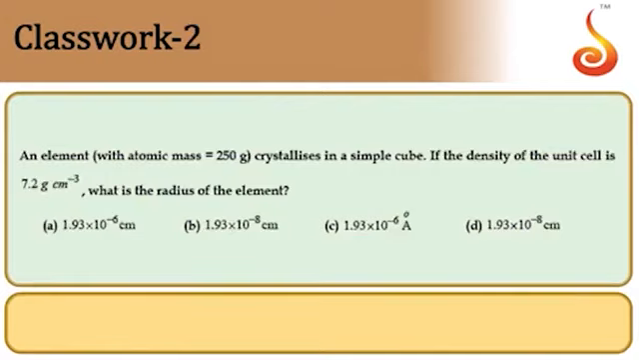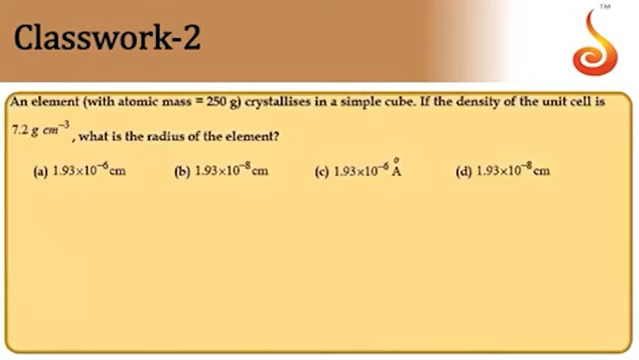Second question. An element with atomic mass 250 crystallizes in a simple cube. Simple cube stands for Z equal to 1. If the density of the unit cell is 7.2 grams per cc, what is the radius of the atom of the element? So, simple cubic cell, Z is given. Density is also given to us. We have atomic mass. We need to find out the radius. For that, we require edge length.